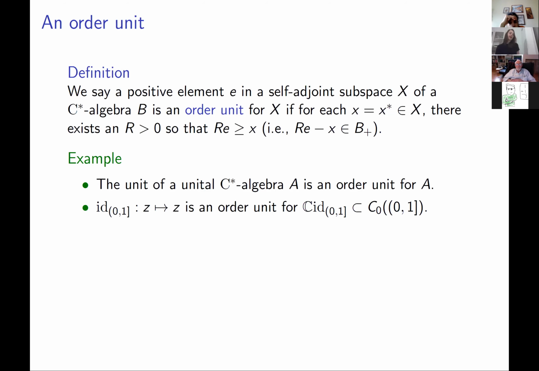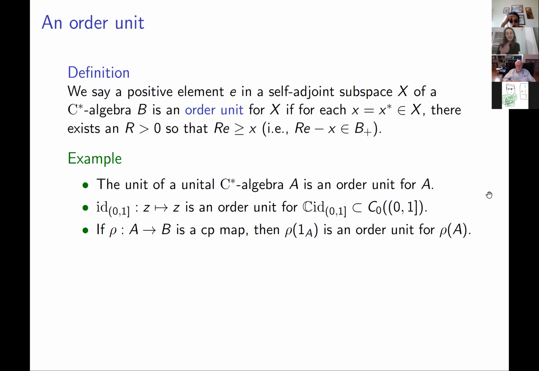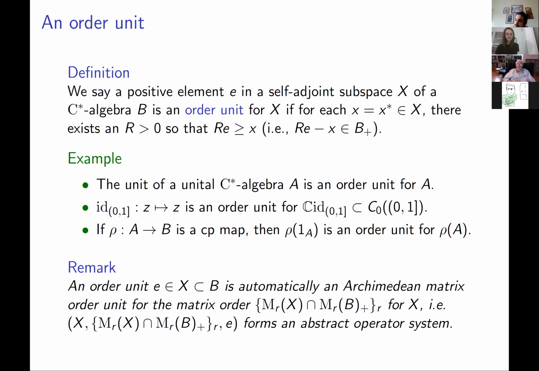More generally, though, we can have these in a non-unital setting. We take the continuous functions on the half-open interval that vanish at 0 and take just the canonical image of the complex numbers embedded inside of the C-star algebra. These are going to be the scalar multiples of the identity map, and the identity map is going to be an order unit for this subspace. And actually, more generally, if you just take a CP map between C-star algebras, then the image of the unit is going to be an order unit for the image of the C-star algebra.